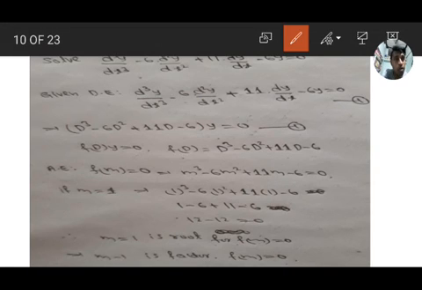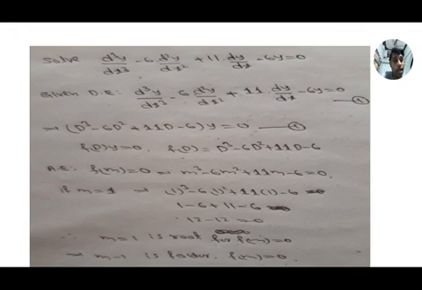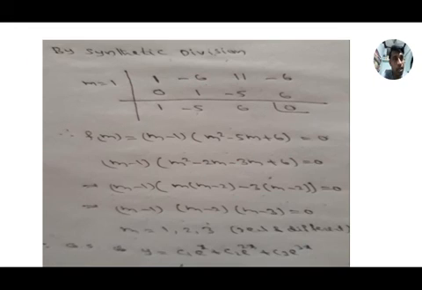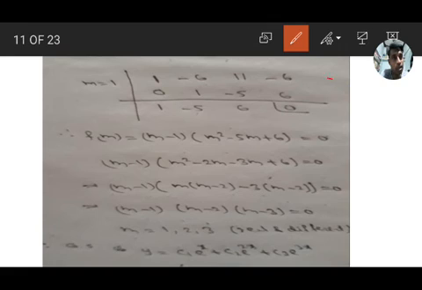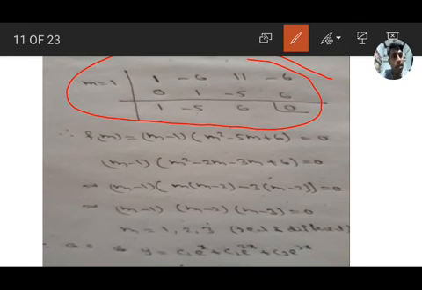Write all the coefficients: m cube coefficient, m square coefficient, m coefficient, and the constant: 1, minus 6, 11, minus 6. With these coefficients and m equal to 1, take this division. It is the synthetic division method. This method is called the synthetic division method.